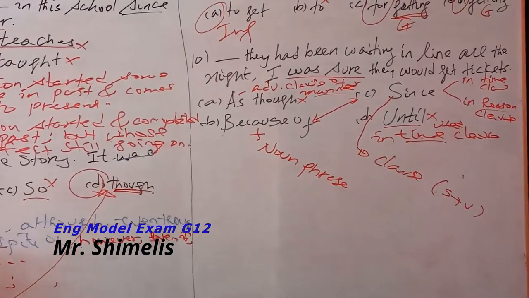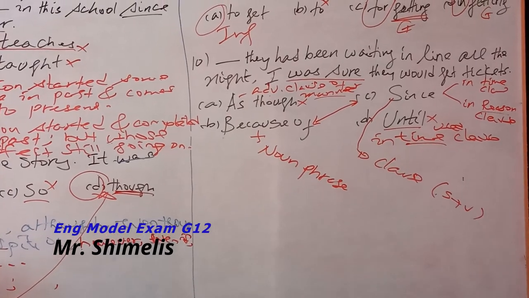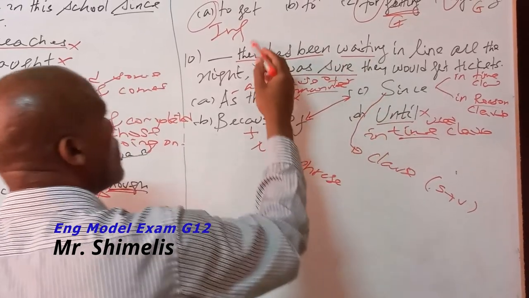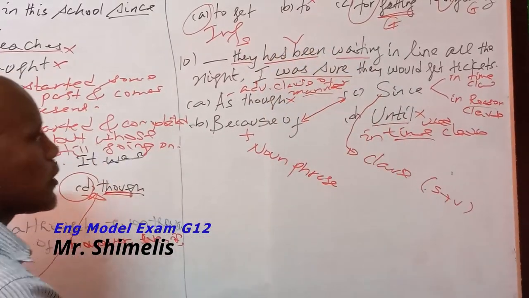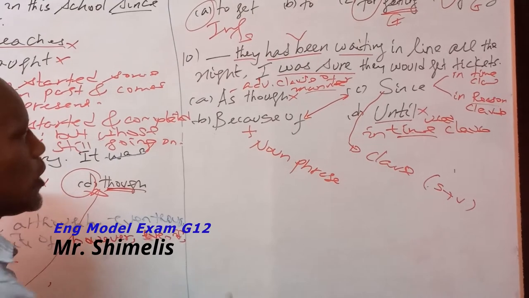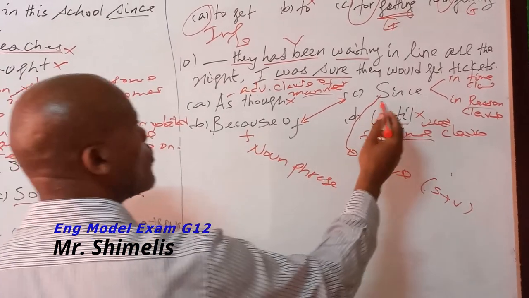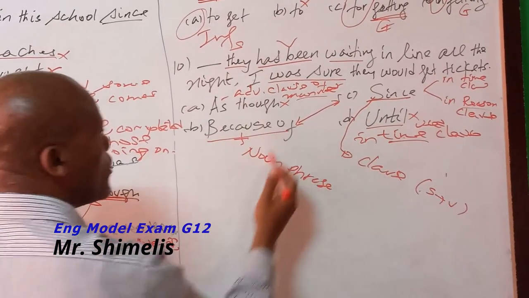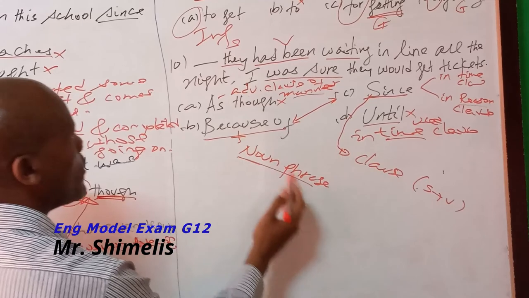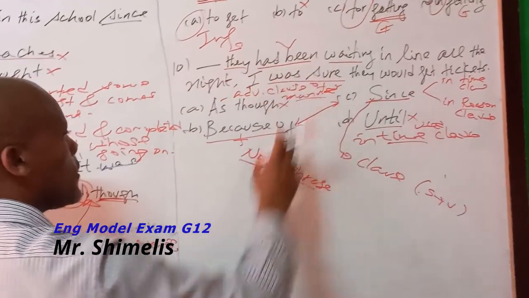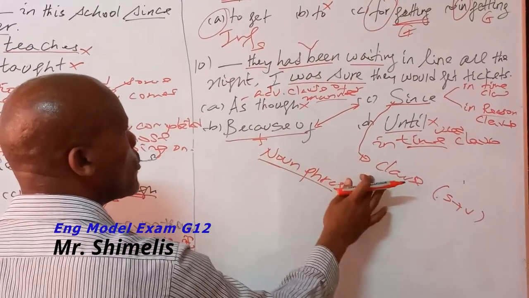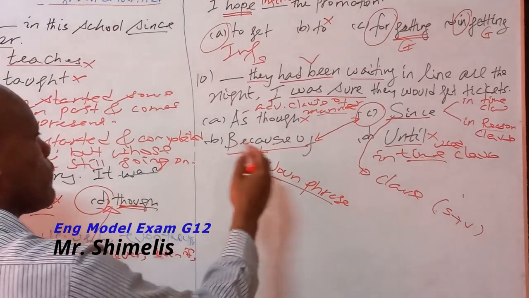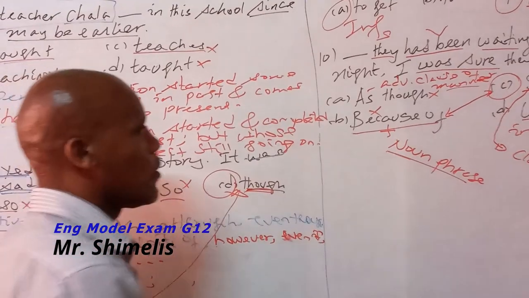Now, let's see the structure after the blank space. Dash, they had been waiting. Look, we have subject and verb structure. We have a clause after the blank space, which forces us to choose since over because of. Because of has to be followed by what? Noun phrase. So the structure after the blank space is not a noun phrase, it is a clause. So we choose since instead of because of, so we cancel out because of. So, since.